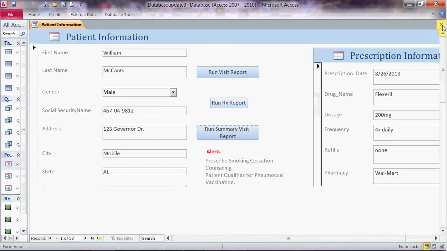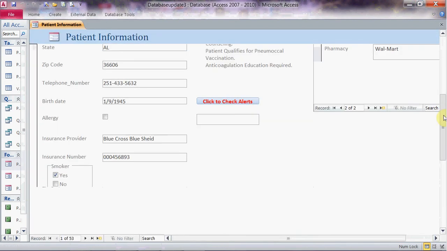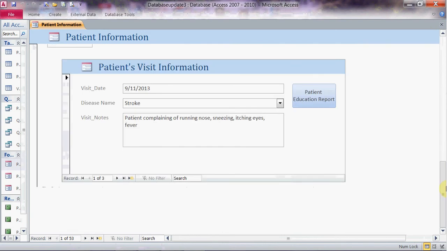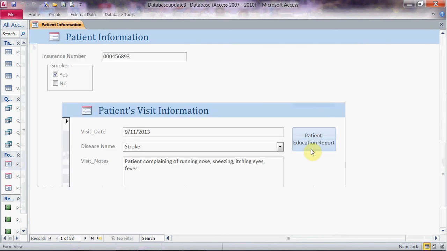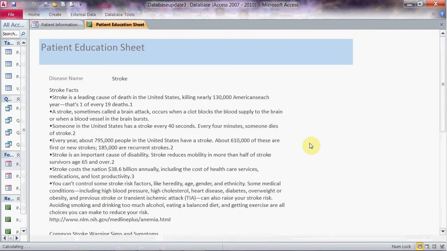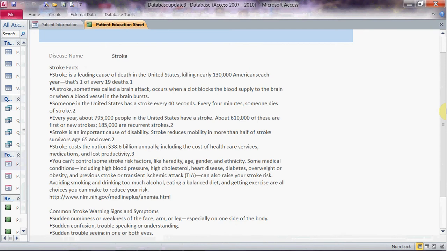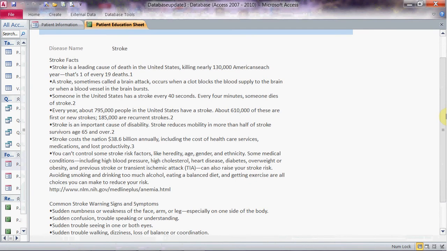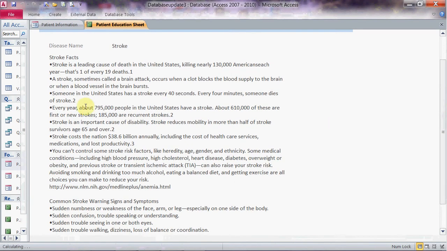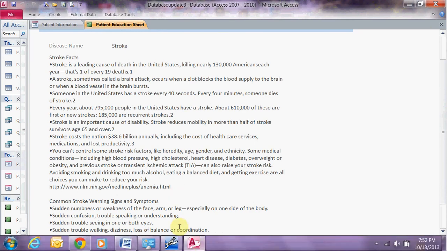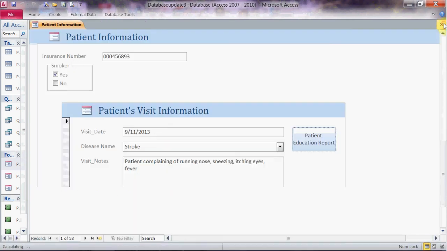This system is easy to use, and it also gives great information. Also, we can give our patients information that they can take home to learn more about their diagnosis. Here we see that Mr. McCants, who was diagnosed with a previous stroke, can have all this pertinent information. Let's move to our next patient.